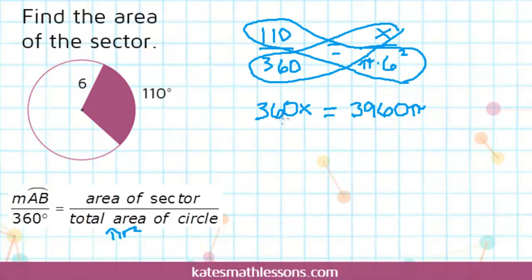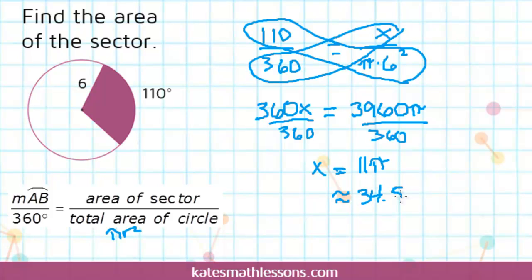To get x by itself, I need to get rid of this 360. 360 is being multiplied by x, so to undo that I need to divide both sides by 360. So if you're leaving this exact, you can just do 3,960 divided by 360, and that comes out to 11. So I can just write 11 and then bring down the pi. So if I want an exact answer, I can just write x equals 11 pi. If you want a rounded answer, you can go ahead and do 11 times the pi button on your calculator, and that comes out to about 34.56.